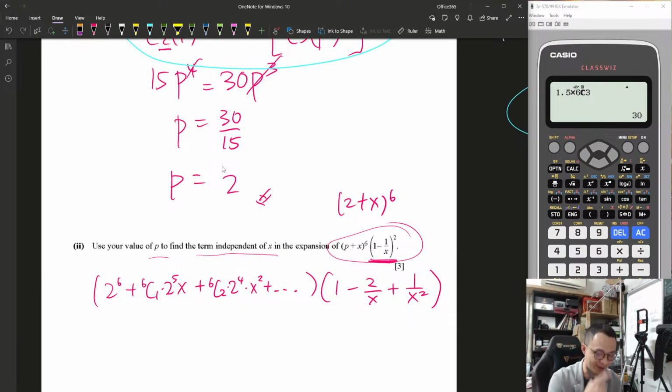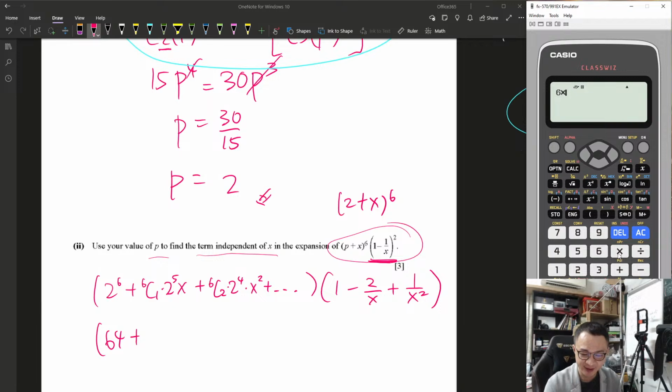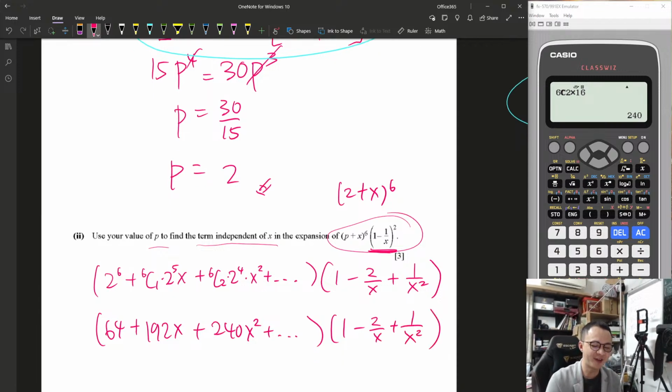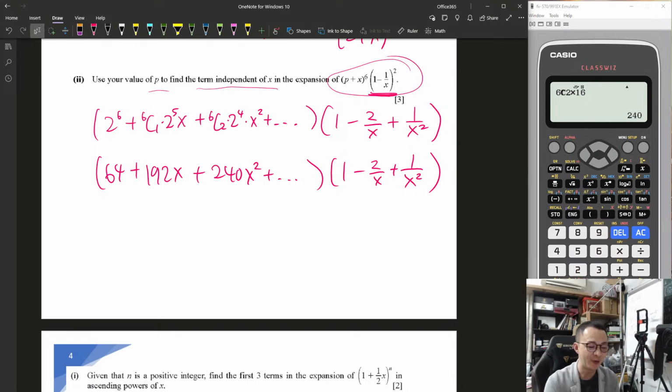So yeah, 2 power of 6 is 64 plus 6 times 32, 192x plus 6c2 times 60, 240 x power of 2 plus dot dot dot. Okay, after I simplify already, now I will take the independent of x.